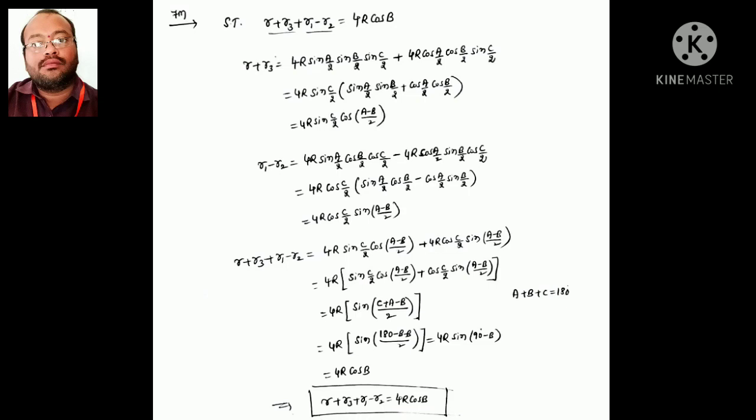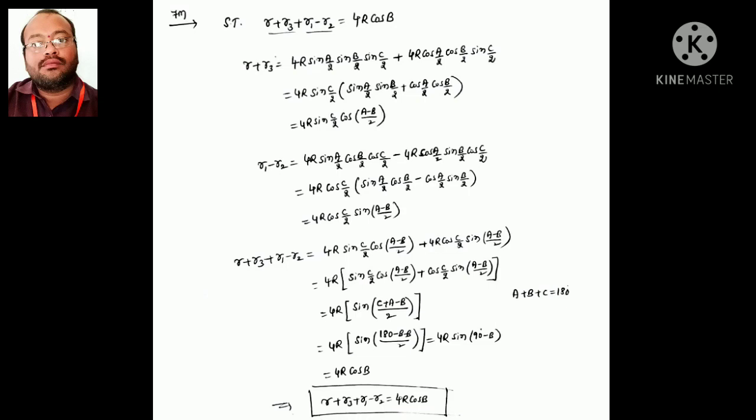Then this will be in the sin a cos b plus cos a sin b form, that is nothing but sin of a plus b. By replacing that value, it will be c plus a minus b by 2. a plus b plus c is equal to 180 degrees now. Then c plus a value will be 180 minus b, then 180 minus b minus b, 180 minus 2b. By simplifying, we get 90 minus b. So sin of 90 minus theta is nothing but cos theta. It is in the first quadrant, so that will be positive. So 4r cos b. So finally, r plus r3 plus r1 minus r2 value, we got as 4r cos b. This is also very important for a 7 marks question.